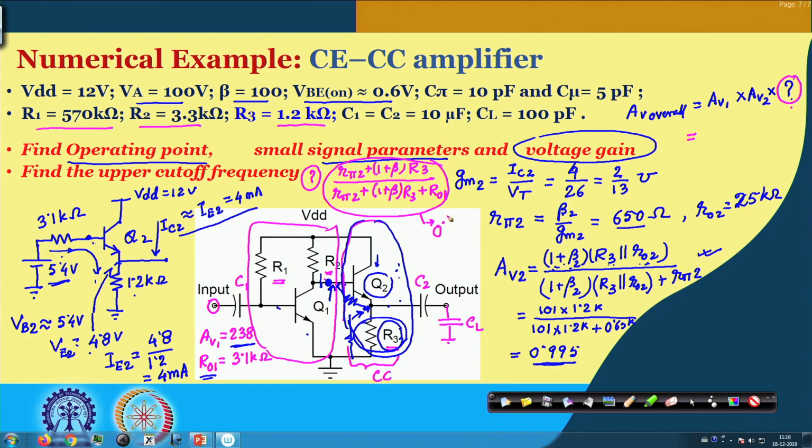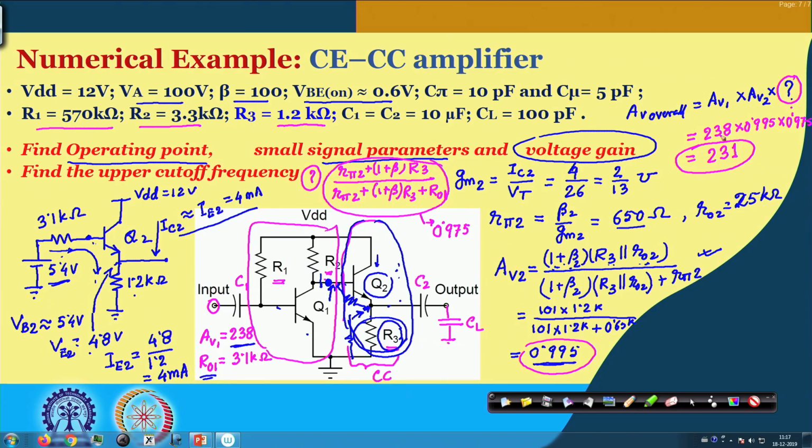In my calculation, it came 0.975. So, I should say that the overall gain is 238 multiplied by A V 2, which is 0.995, and then multiplied by 0.975, and that is coming very close to the original gain. In my calculation, it comes 131. Okay. So, there is a change, but the change is very small as anticipated.